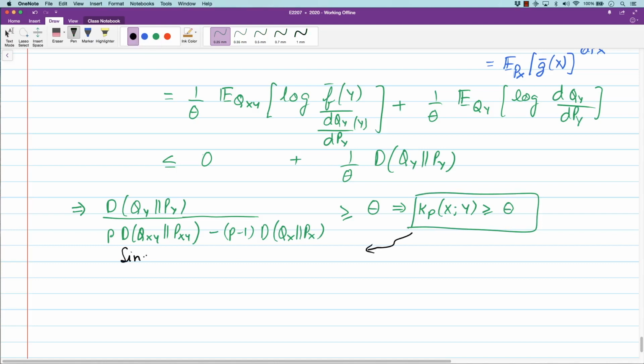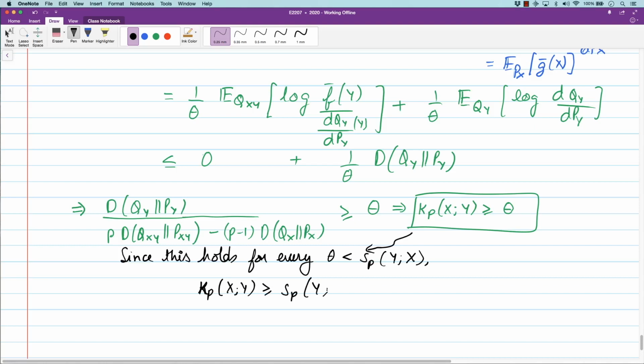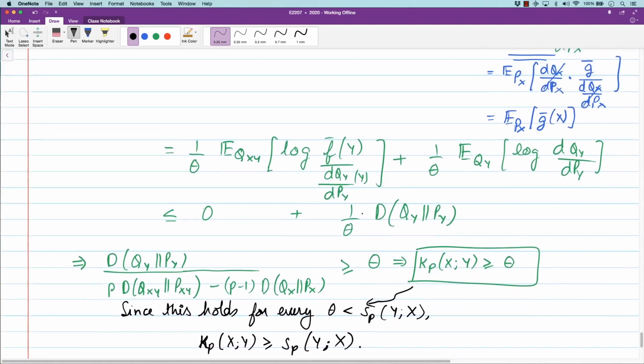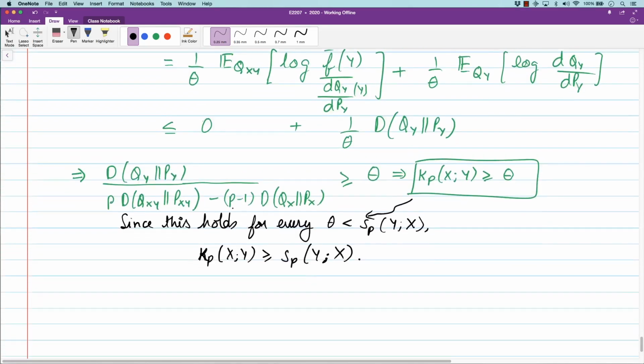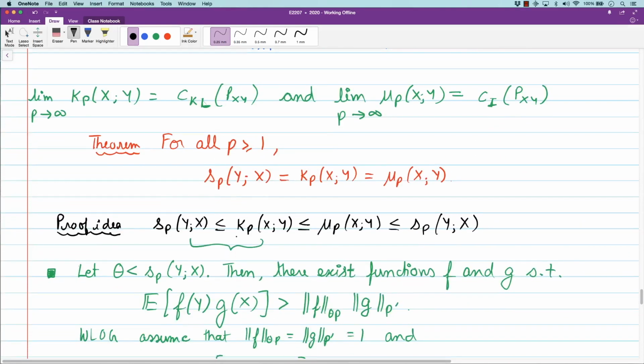And since this holds for every theta less than spyx, we must have kappa p xy greater than or equal to spyx. Okay, this is an almost complete proof. We have treated some sup as max and so on and so forth. In fact, we use max in the definition of kappa p. Should have used sup if you wanted to be more careful. All right. So we have shown this inequality here.